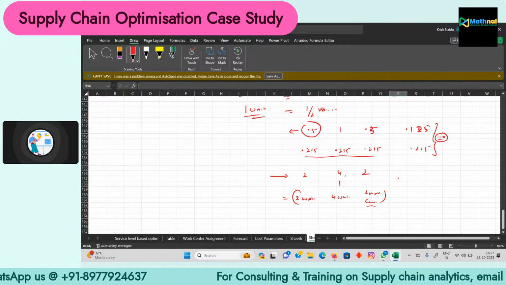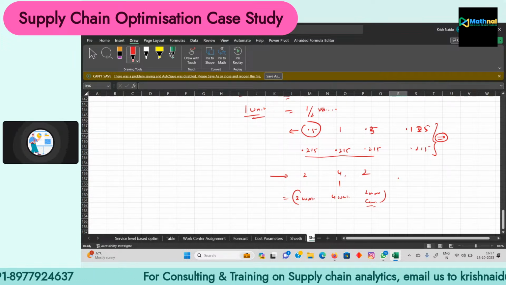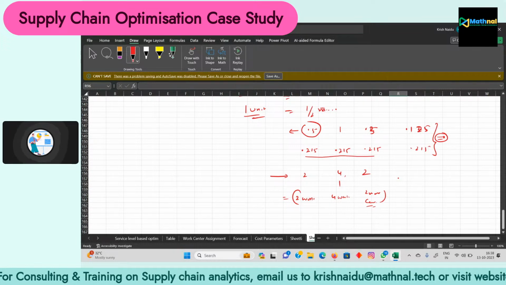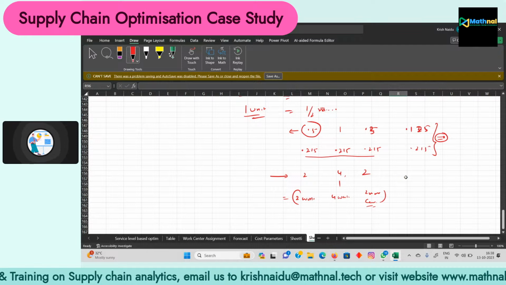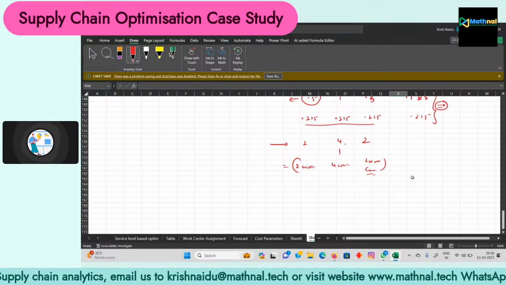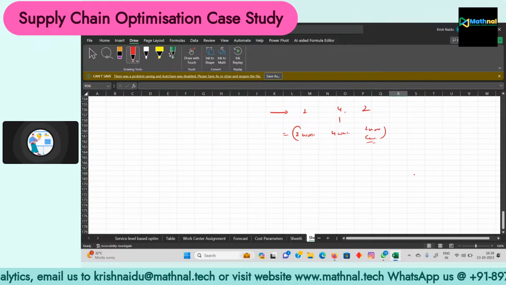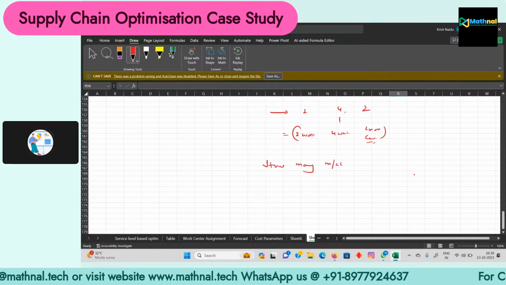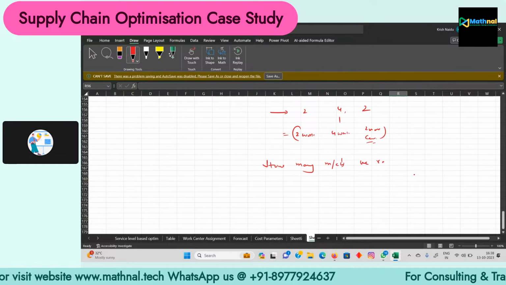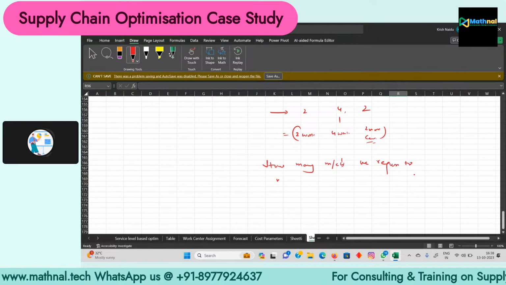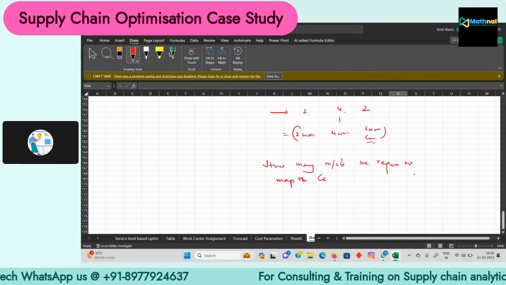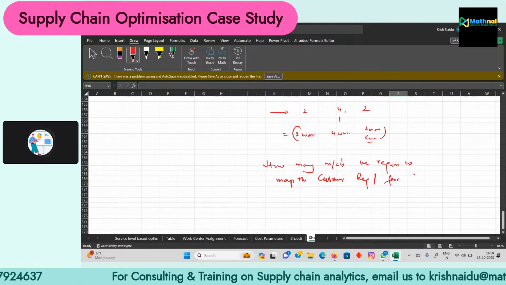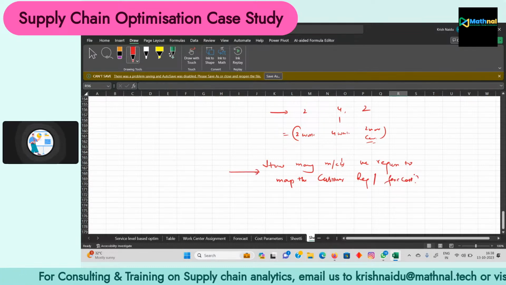Suppose we want to map our customer requirement with the production capacity. So how many machines do we require to map the customer requirement? That is a very important decision which we need to take. How many machines we require to map the customer requirement or the forecast, right? This is what we need to look at.